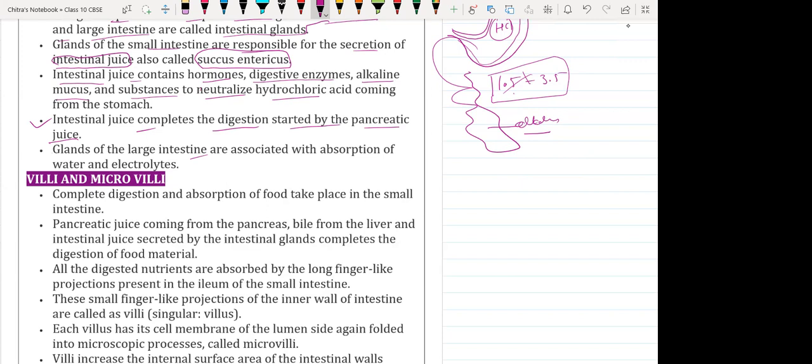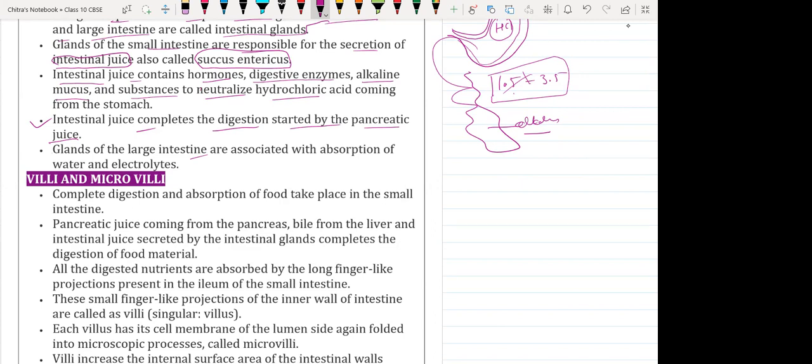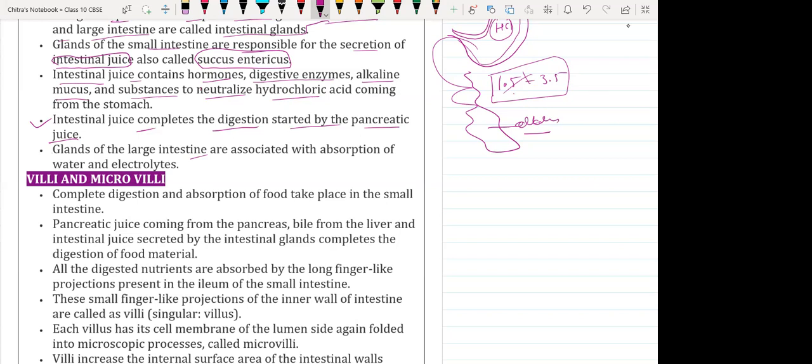Reabsorption, beta. Almost some part of the nutrients have already been digested and absorbed. Digestion already completes in the small intestine, right? So from that absorbed food, again water and certain nutrients or minerals are going to reabsorb. That's why that process is called reabsorption.